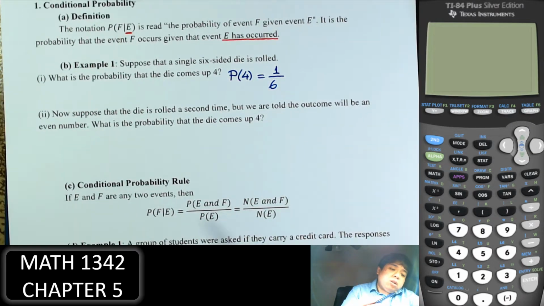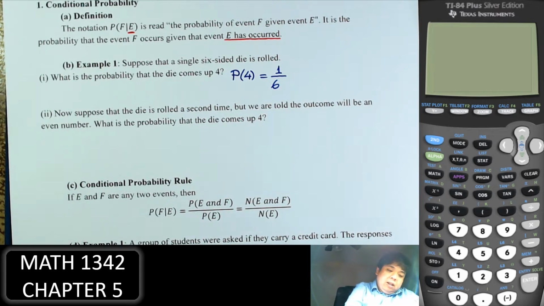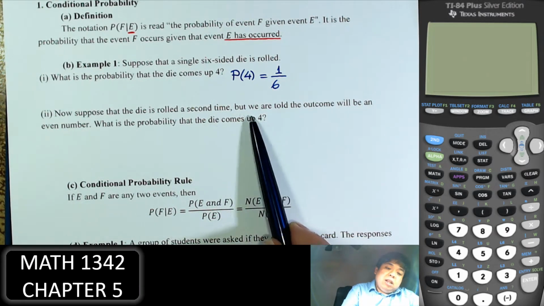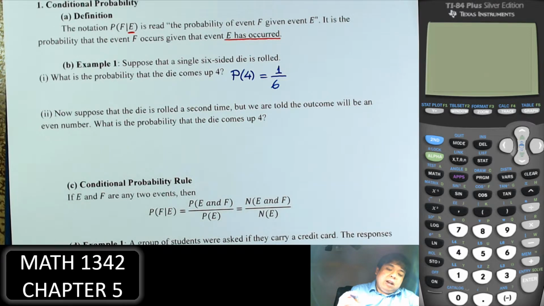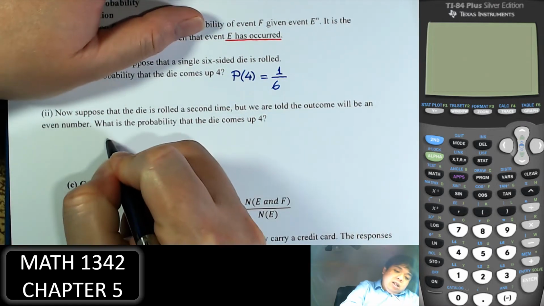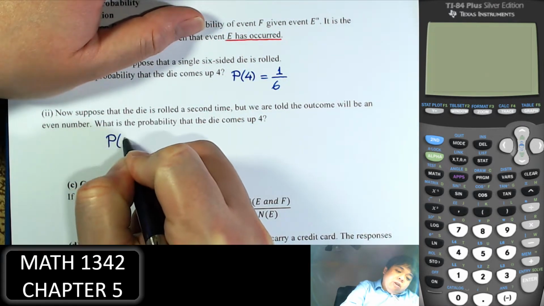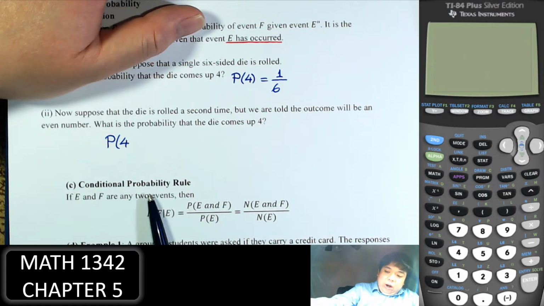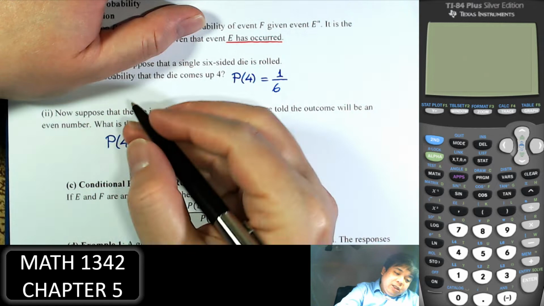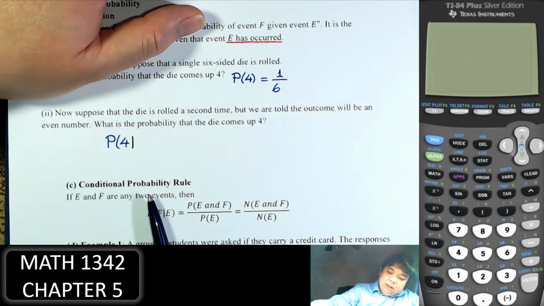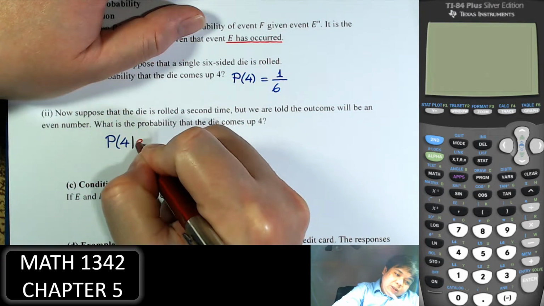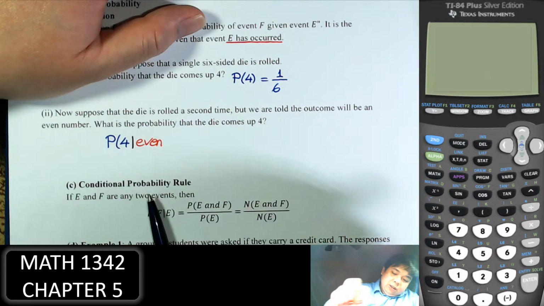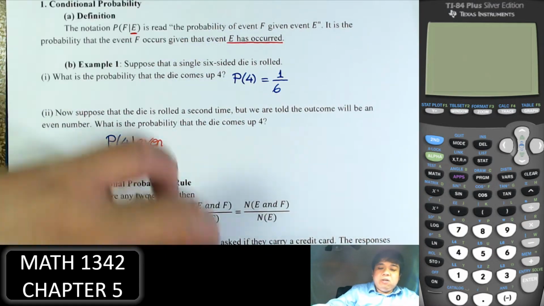Now suppose that the die is rolled a second time, but this time we are told that the outcome will be an even number. So now we want the probability of getting a 4 still, but this time we know that it is an even number. So what is the difference here?